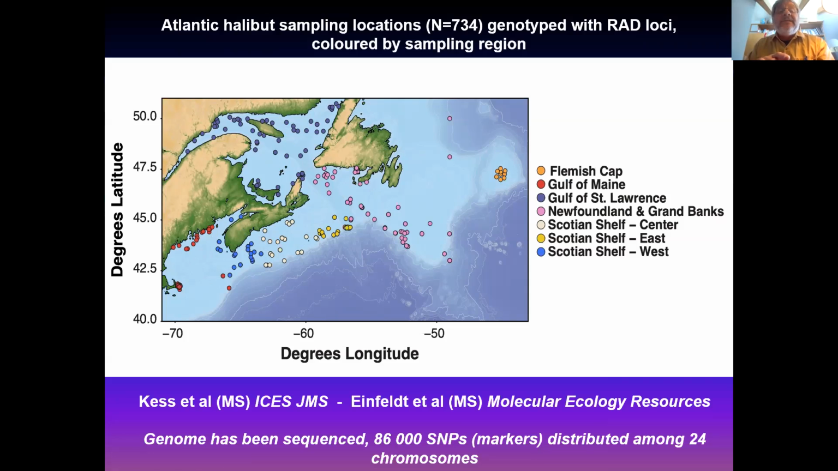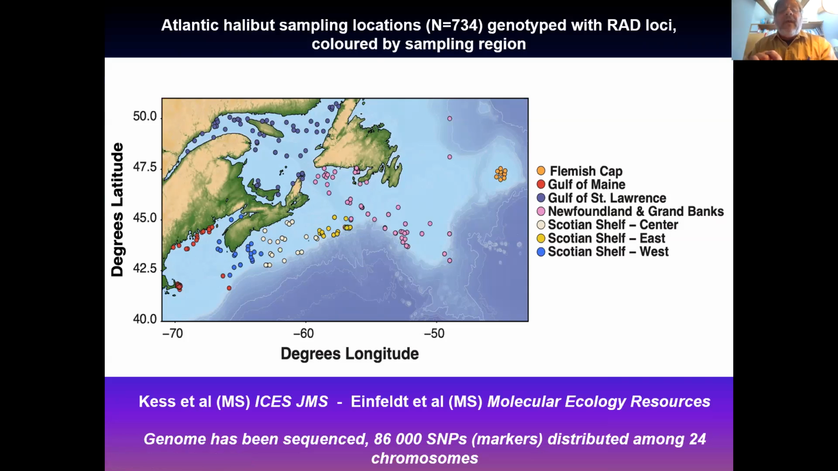That's the sampling locations, and there's two manuscripts that are currently, as I said, under consideration. These by Kess et al. It's in ICES Journal of Marine Science, and what it shows is that there's no structure whatsoever within the Scotian Shelf. So if we do it with the Scotian Shelf population, we're certainly doing it with a single population, right? Because one of the things with this method is that you need to know what your population structure is.